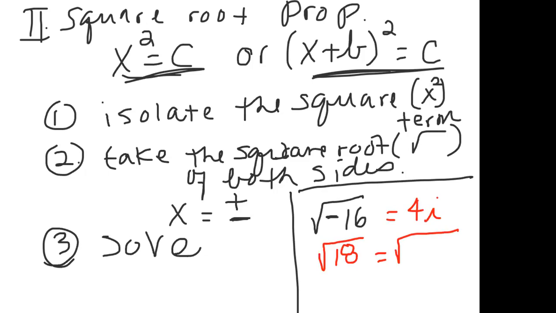So the square root of 18. To simplify it, you want to find the perfect square that goes into 18 evenly. That would be 9. 9 times 2 gives you 18. You want to go ahead and take the square root of 9. That comes out as 3, and then the 2 remains under the root.